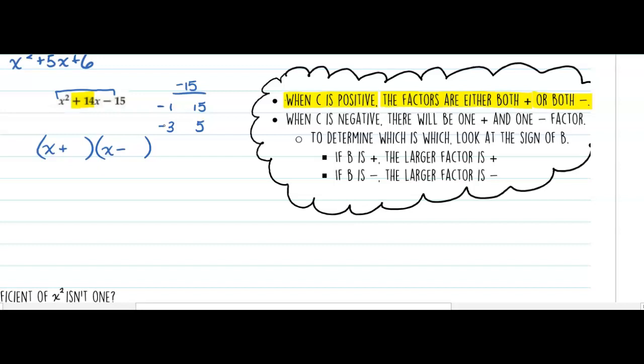Do any of these combine to give me 14? -1 and 15 does make 14, so we have a winner. I'm going to put my positive 15 here and -1 right here. If you were to check this by multiplying, you would get x squared plus 15x minus 1x is 14x, minus 15.